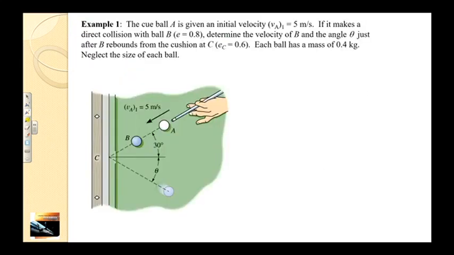All right, now let's put one to use. So we've got a cue ball A. It's given an initial velocity of 5 meters per second. It makes a direct collision with ball B, and its coefficient of restitution is 0.8. So e from A to B is 0.8. V of A before impact is 5 meters per second.